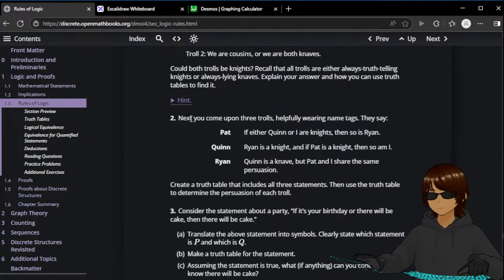I come upon three trolls wearing name tags. They say, Pat: if either Coin or I are knights, then so is Ryan. Ryan: I am a knight, and if Pat is a knight, then so am I. Coin: I am a knave, but Pat and I share the same persuasion. Create a truth table that includes all three statements, then use the truth table to determine the persuasion of each troll, whether they're a knave or a knight.